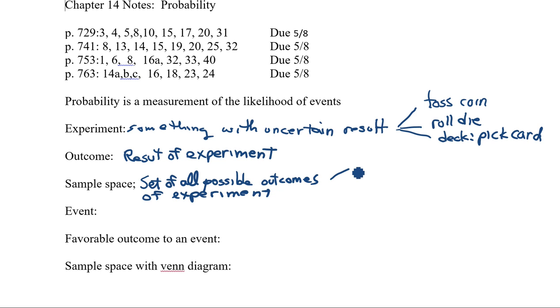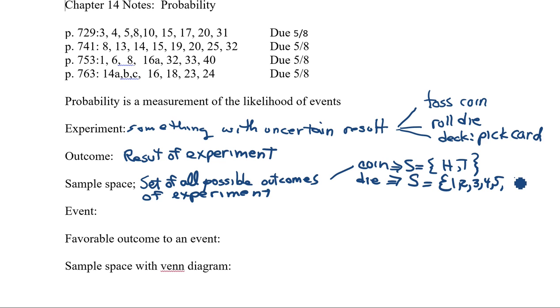And so, for example, if I look at my coin, the sample space would be the set either heads or tails. If I look at my die, the sample space would be any of the numbers 1 through 6. And if I look at the cards, is everybody all right with the idea that there are 52 outcomes? 52 cards in that deck.